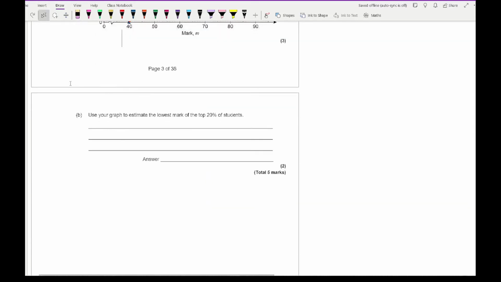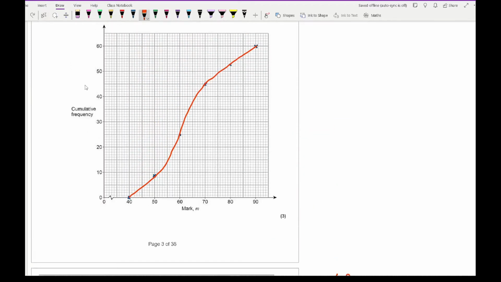Next question then says use your graph to estimate the lowest mark of the top 20% of students. Now here, what we're looking at is, 60 times 0.8 gives me 48. So I'm looking for the 48th place. So 48th person, which is here, let's use a different color, which is there. So that is my top 20% line. So anyone who falls in the top 20% is going to be above that dashed line. And as soon as it hits the curve, I'm then going to project downwards.